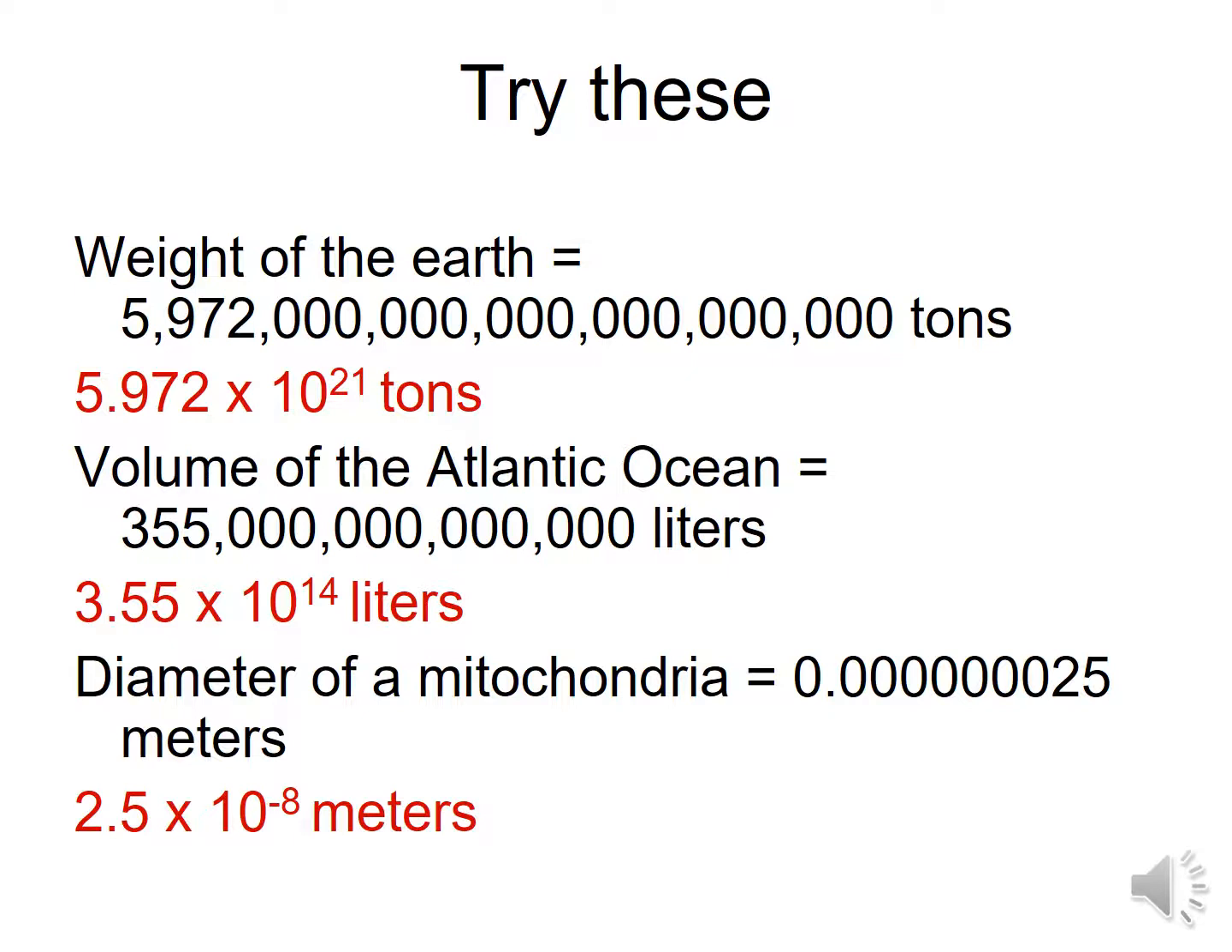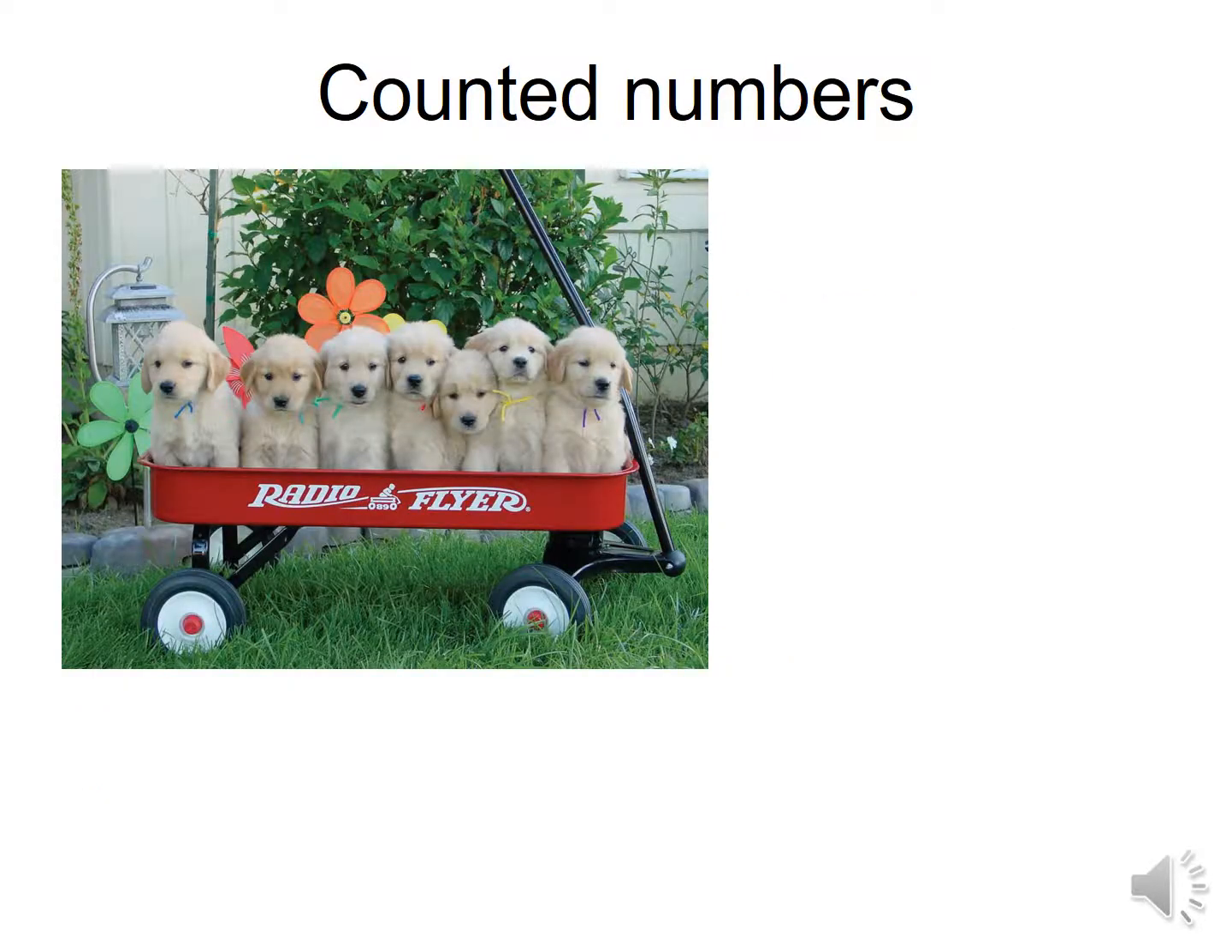So notice the numbers have a certain number of digits in the front for the coefficient. It's got an exponent, which is where the decimal goes, and then it's got a unit. Units are important in science. Now besides measurements, there's another type of number we often use in science called a counted number. There's a distinct difference between counted numbers and measurements.